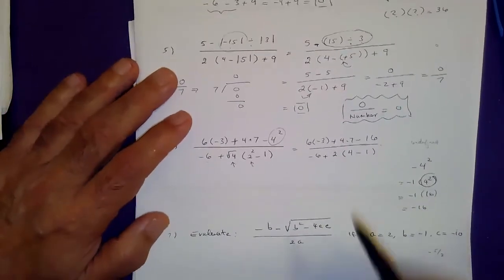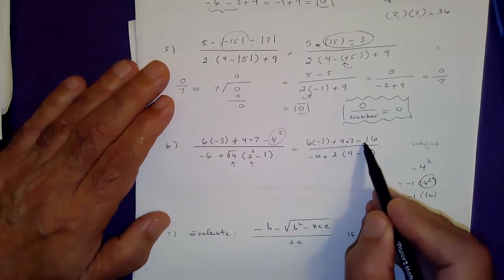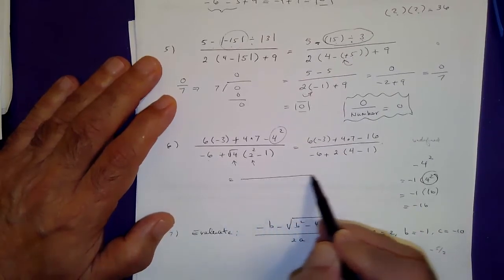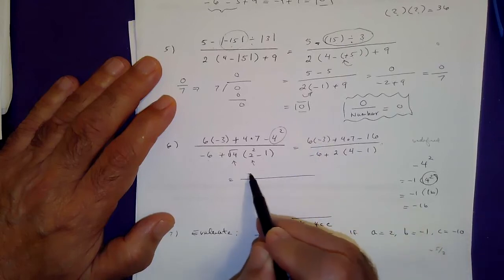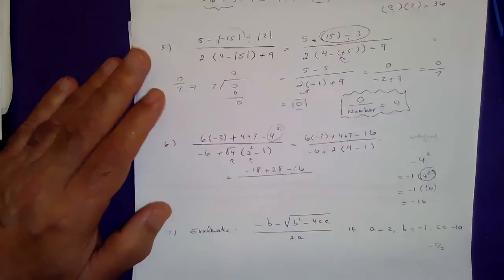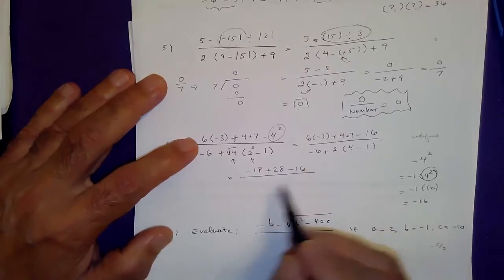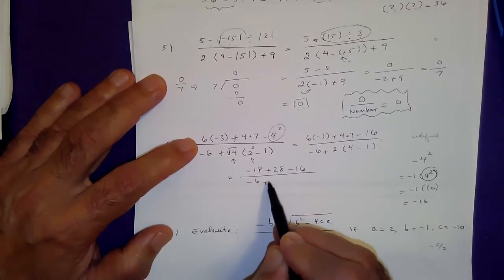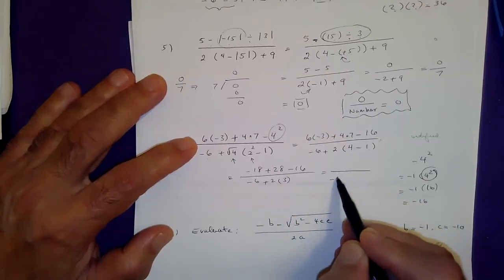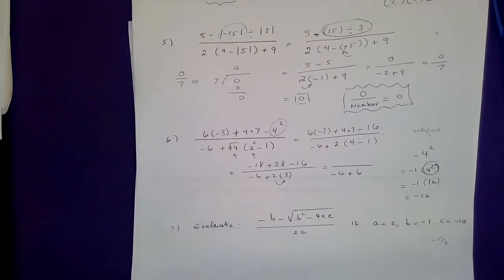Okay, so now on top, as I go from left to right, I see multiplication, multiplication, and subtraction. So now let's take care of those. 6 times negative 3 is negative 18. 4 times 7 is 28, minus 16. At the bottom, I have negative 6 plus 2 times, 4 minus 1 is 3. So I get negative 6 plus 6. Remember, I'm supposed to multiply before I add.